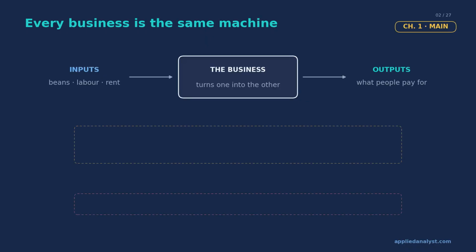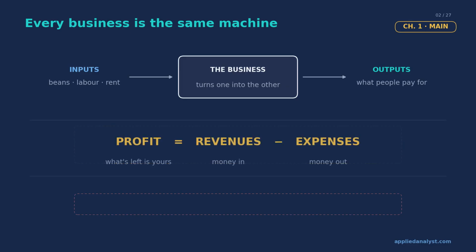Start baby simple. A business is a machine. You feed it inputs, beans, labor, a rented corner, and it turns them into outputs, things people will pay for. Why build the machine? Profit. And profit has a formula, the most important one in business. Profit equals revenues minus expenses.